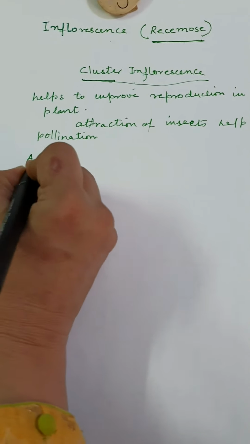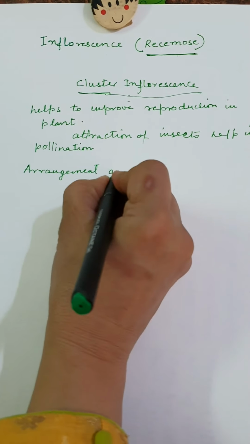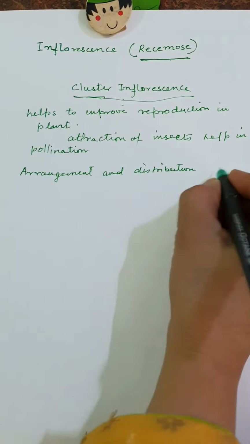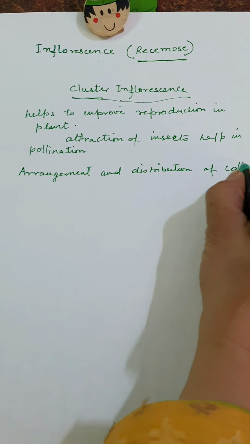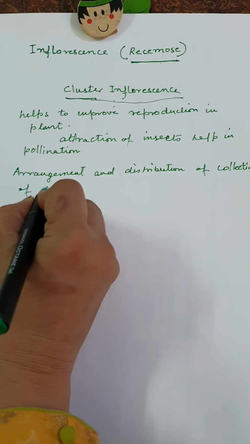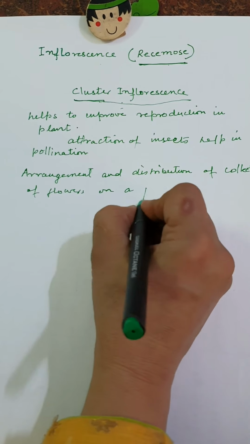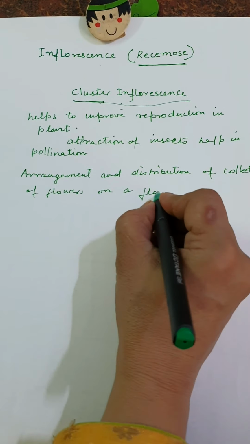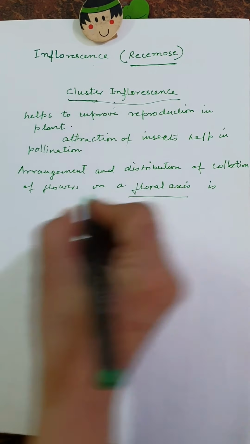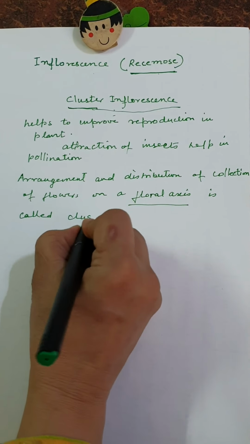That means the arrangement and distribution of a collection of flowers, a group of flowers, on a floral axis is called cluster inflorescence.